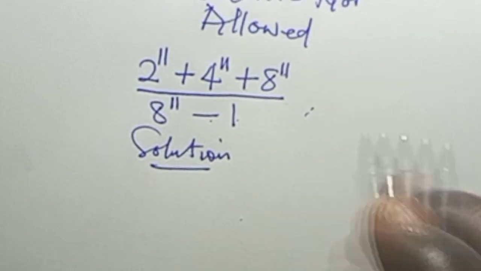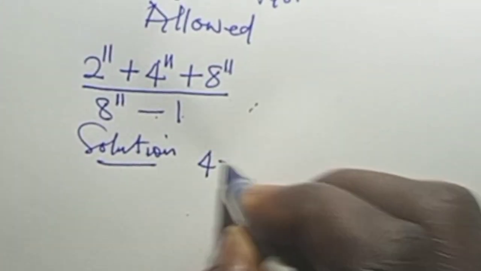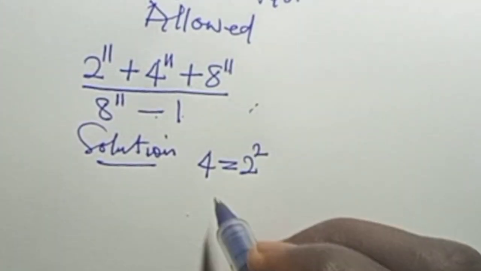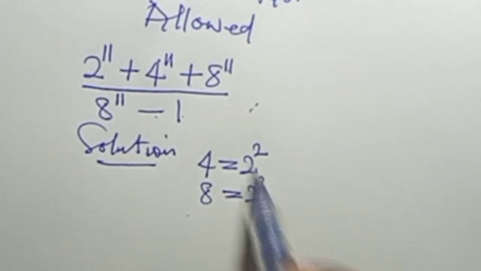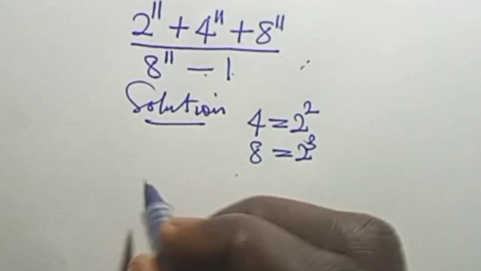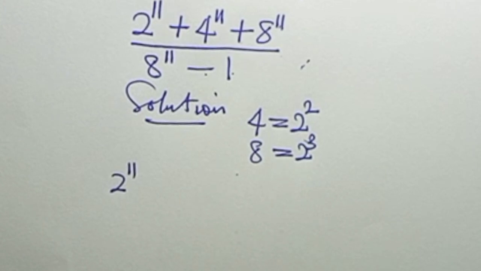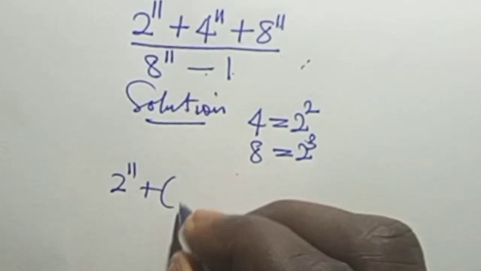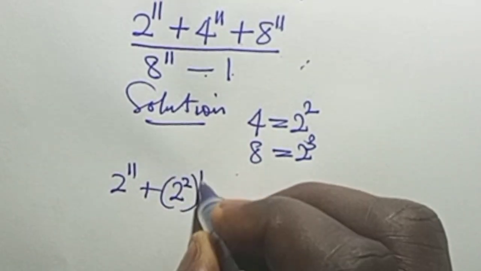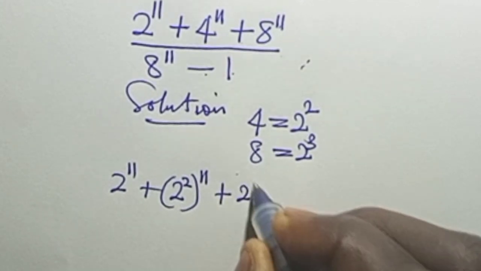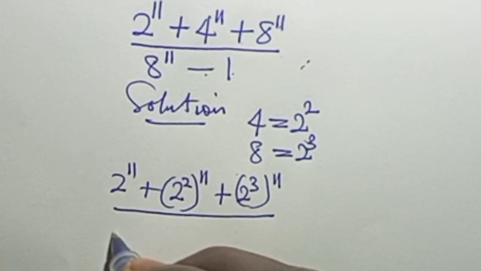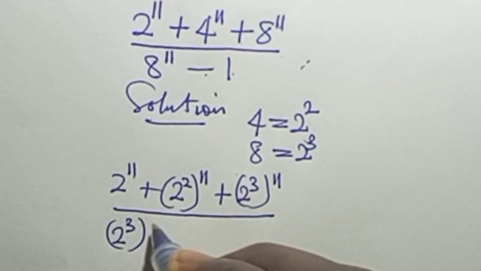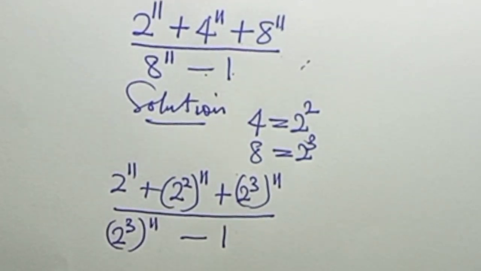If we have 4 equals 2^2 and 8 equals 2^3, we'll replace them in our equation and it will become 2^11 + (2^2)^11 + (2^3)^11 all over (2^3)^11 - 1.